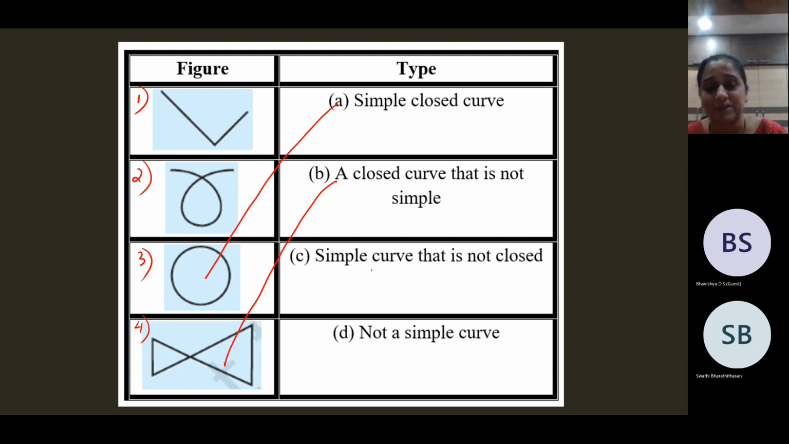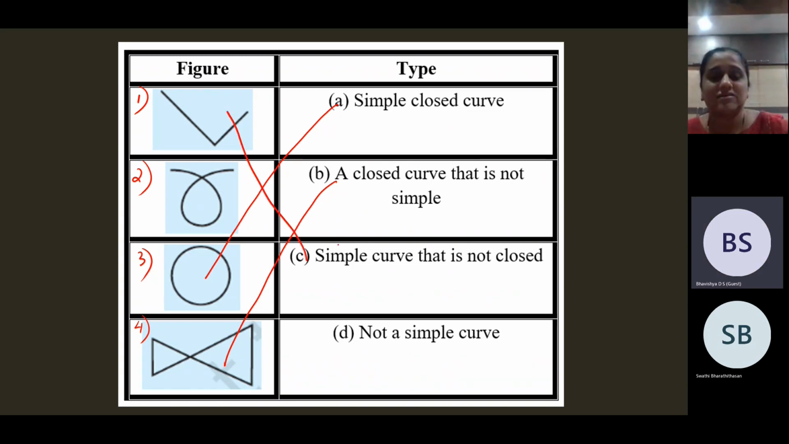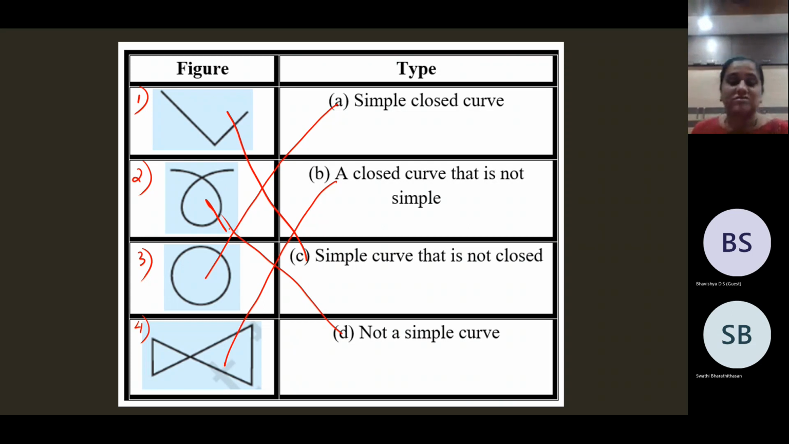But this one should be a simple curve. That means it should not intersect itself, and it should not be closed also. So the first one, correct? Yes, ma'am. So obviously this one, D, goes with the second one, not a simple curve, because it's crossing over itself.